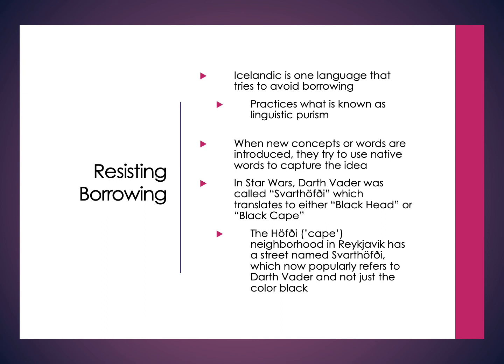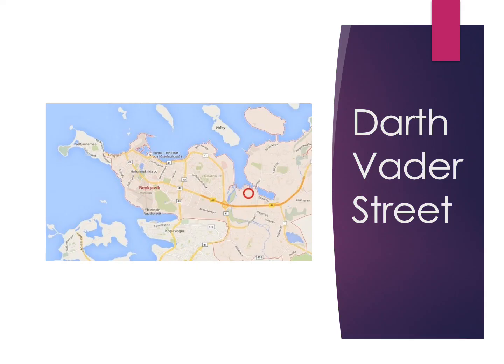But in the capital city of Reykjavik, there's actually a Hafði or Cape neighborhood, and there's a street called Svarthafði because it just means black cape, and this neighborhood has lots of other colored cape street names. This has been around since before they started using it for Darth Vader. So now there's a Darth Vader street that you can find in Reykjavik. If you ever visit Iceland, you can find Darth Vader Street, and it would be the same name that is used within the movies in Icelandic.